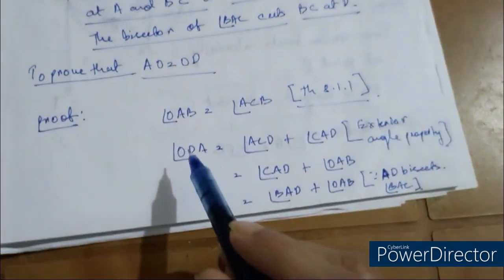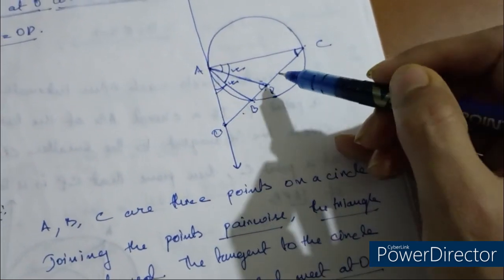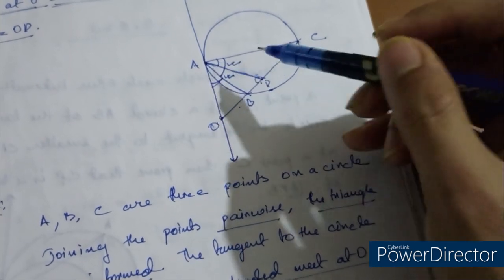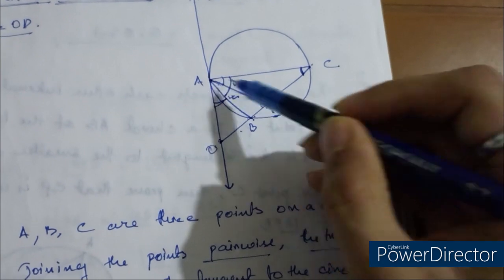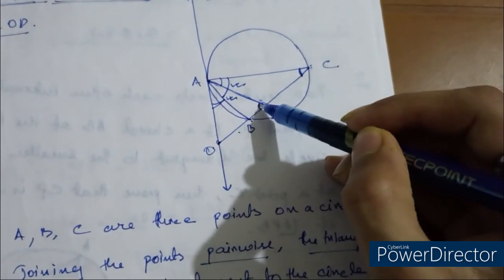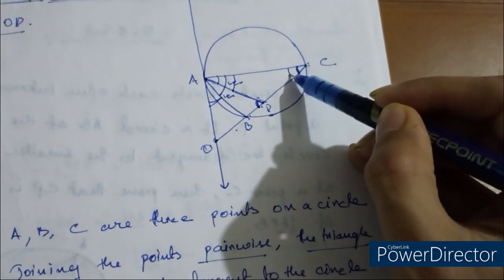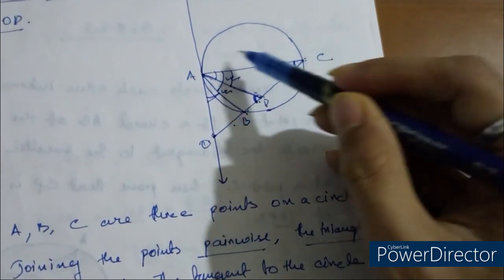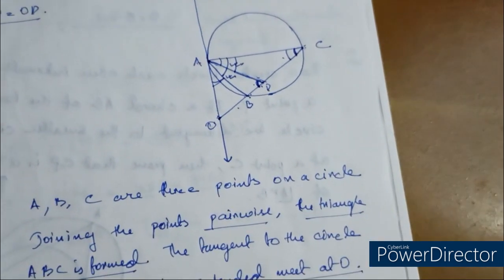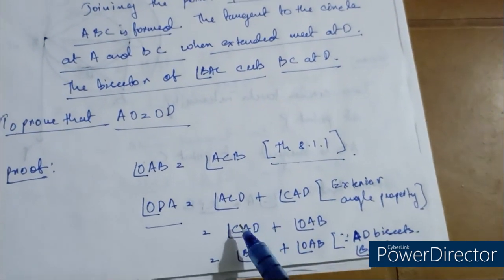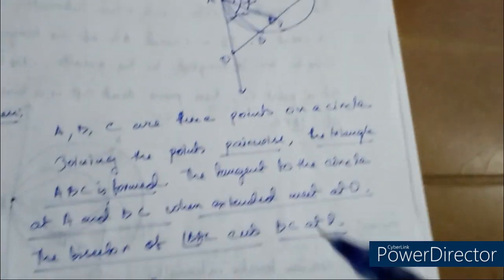Next you see here angle ODA. ODA is equal to, you see, this is our exterior angle property. For this triangle ADC, this angle will be equal to this angle plus this angle. This is our exterior angle property for triangle ADC. So ODA is equal to ACD plus CAD, our exterior angle property.